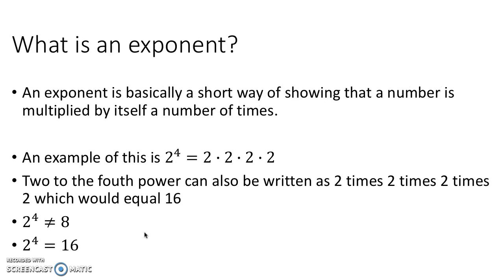What is an exponent? An exponent is basically a short way of showing that a number is multiplied by itself a number of times. An example is 2 to the 4th, which is 2 times 2 times 2 times 2, which would equal 16. Some people think 2 to the 4th is 2 times 4, which is 8. But 2 to the 4th power is really equal to 16.